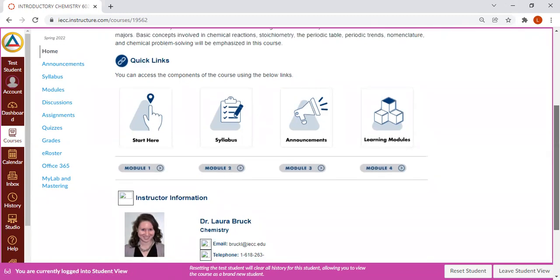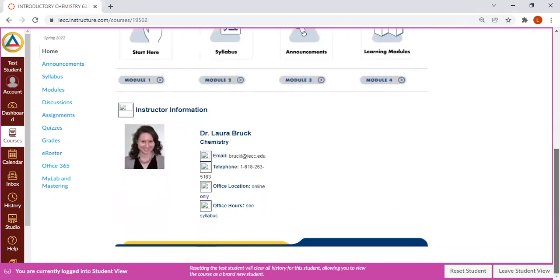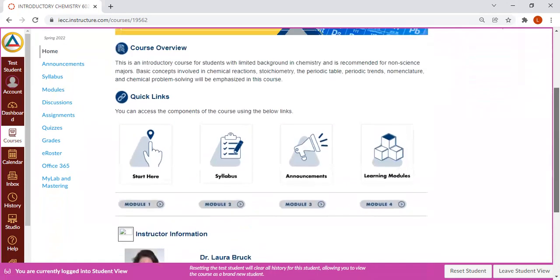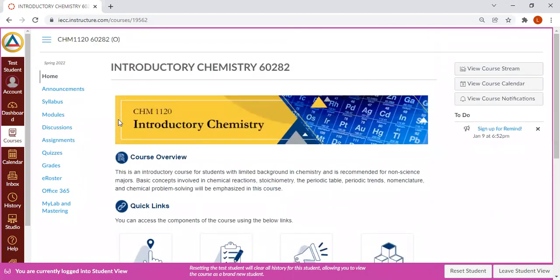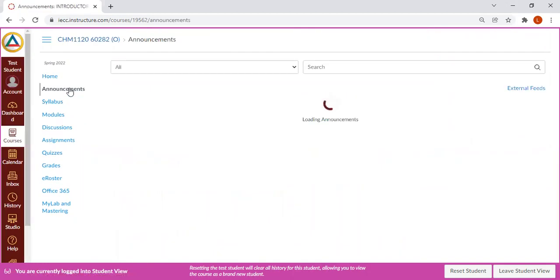Okay, so here's our start here button, syllabus, announcements, and the modules. The modules are the units. Okay, here's information about me and what I look like. All right, so let's go to the announcements tab.